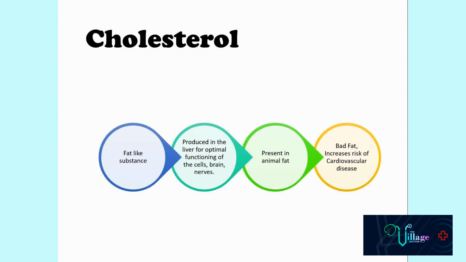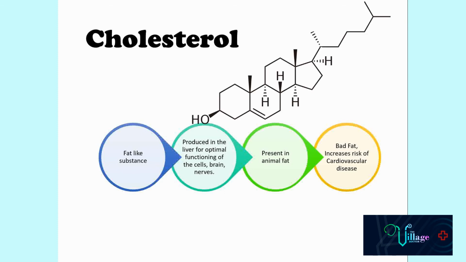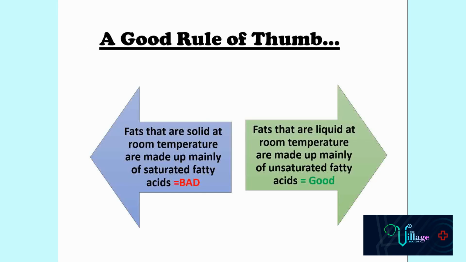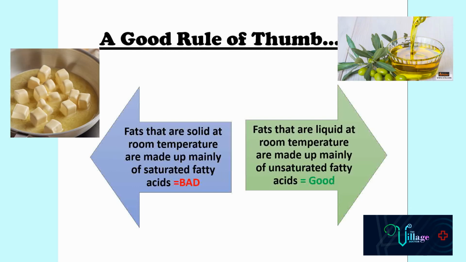We cannot end this talk without talking about cholesterol, which is widely known to be bad for cardiovascular health, and we know it's a fat-like substance produced in the liver of many animals. One of the uses of cholesterol is for optimal functioning of cells, as well as the brain and nerve cells. It's present in most animal fat. And if you're looking at the dichotomy of bad and good fat, then always classify this as bad fat, because it's well established that large amounts of cholesterol in the diet are linked to increased risk of cardiovascular disease. As a rule of thumb, fats that are solid at room temperature are made up mainly of saturated fat and are generally considered bad fat, whereas fats that are liquid at room temperature are usually made of unsaturated fatty acids and are generally known to be good.